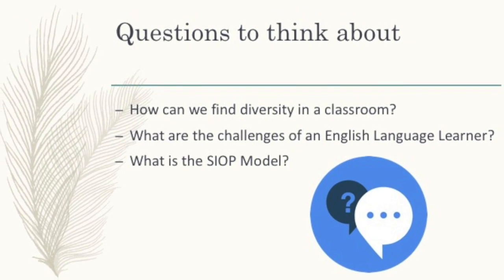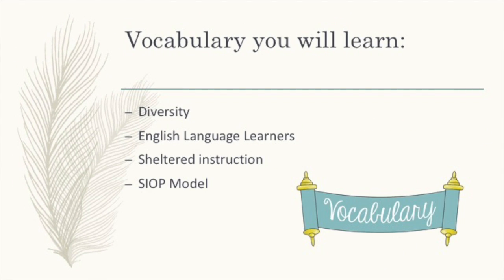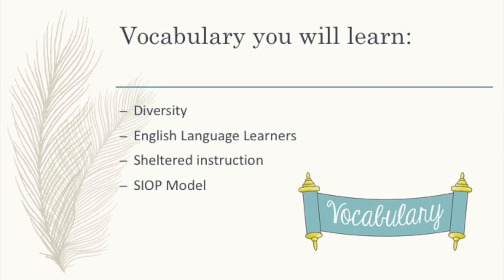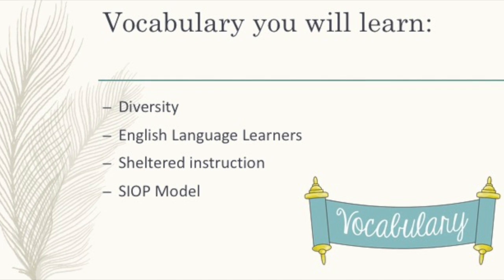How can we find diversity in a classroom? What are the challenges of an English language learner? And what is a SIOP model? These are vocabulary words for this section. We have diversity, English language learners, sheltered instruction, SIOP model.